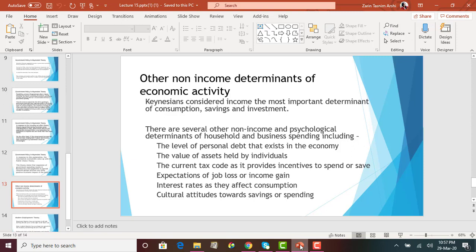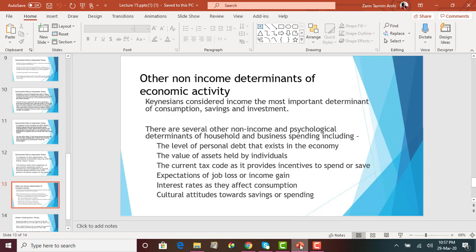The third factor is the current tax code, as it provides incentives to spend or save. Like, if you file with your spouse, you can take deductions, which is an incentive because you can take a deduction from your income. If you file with your child as a dependent, then you can also take deductions. Then you can take deductions for your home interest, and for your medical bills. So there are a lot of tax codes that give incentives for you to spend or to save.